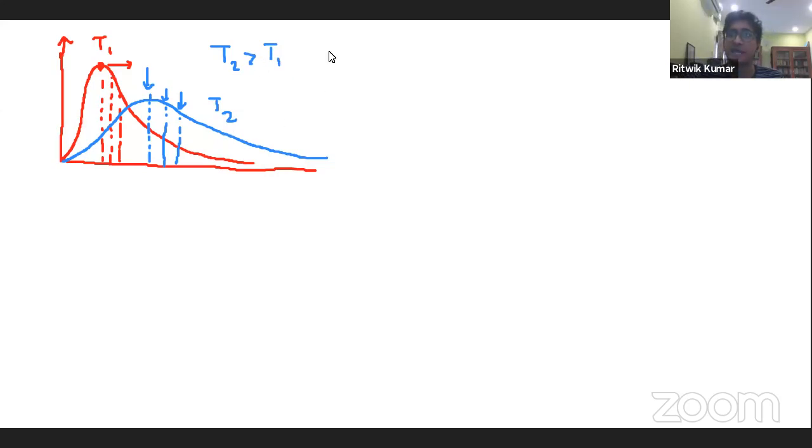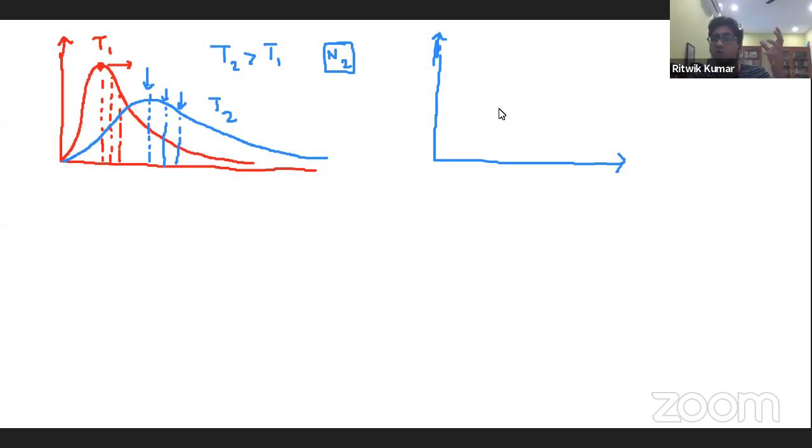So this was for the same molecule, let's say nitrogen. Now what happens if you compare two different types of molecules? Let's say you're comparing nitrogen and chlorine. Clearly chlorine is a larger molecule. So what will happen to that? A larger molecule means that it will move slower.